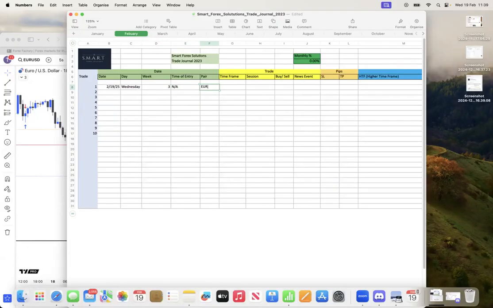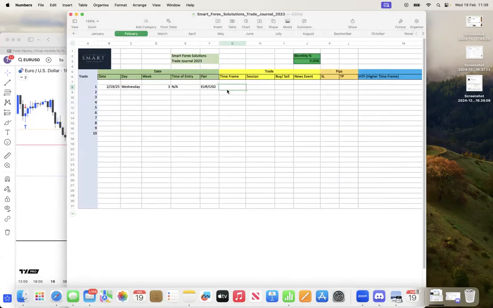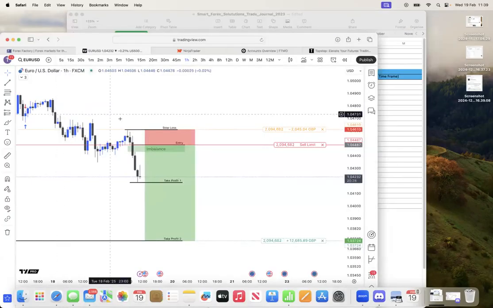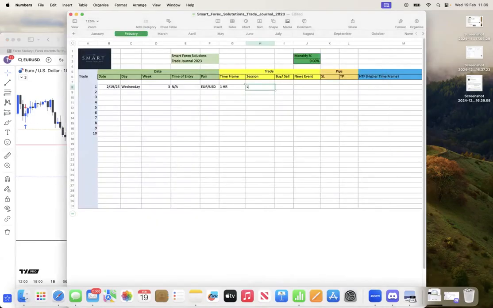The pair I'm looking to trade is Euro USD. Now, in terms of the time frame, what we can see here is that we're on a 1 hour chart with this particular position. So this is the 1 hour. The session we're looking to take this is basically I've executed this trade during what is now the London session coming into the New York session. So I'm going to say London, New York session. The type of order is going to be a sell.